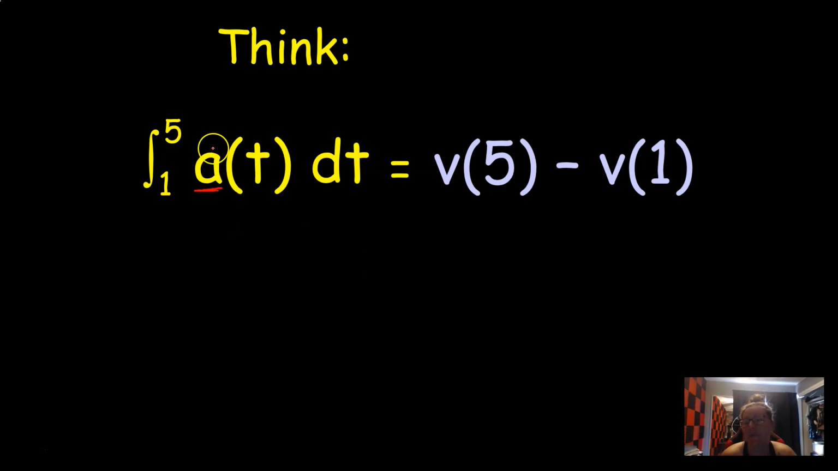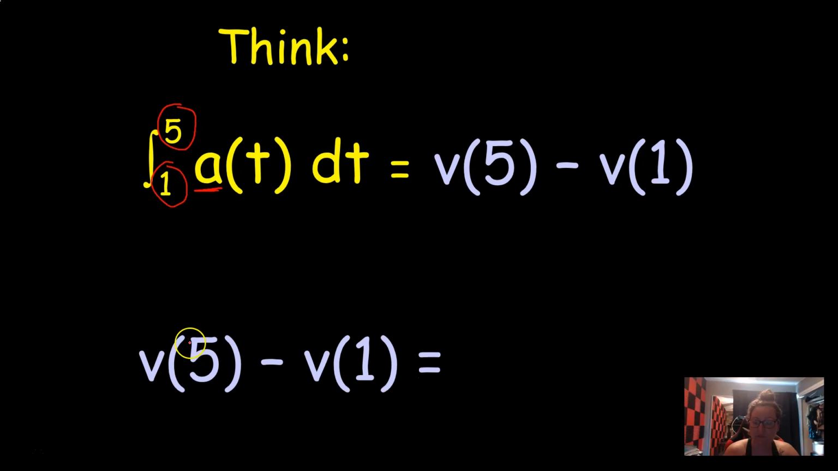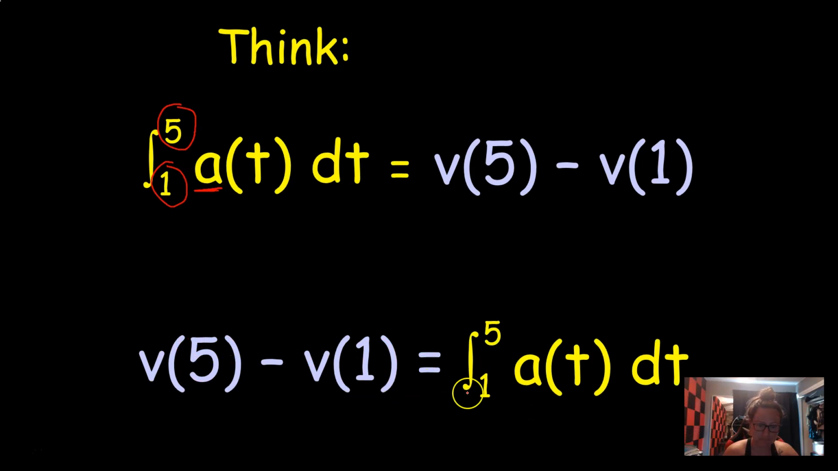Okay, so the antiderivative of acceleration is velocity. So that's the same thing as that capital F, right? Because it's the antiderivative. So the antiderivative of a is v, and then I would take v of 5 minus v of 1. Okay, similarly, I could flip-flop it, right? So if I gave you that, then I would know, oh, that's the antiderivative of acceleration.